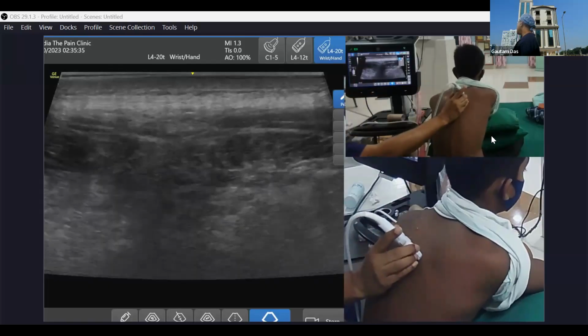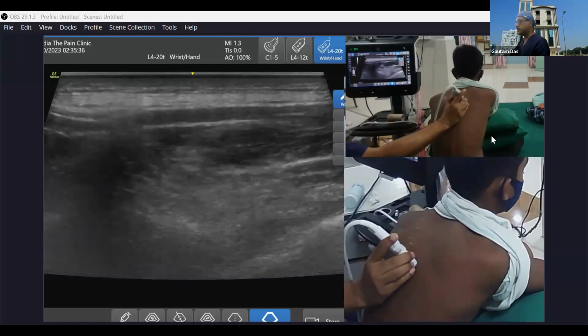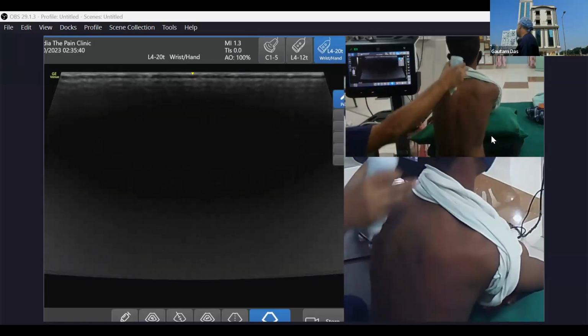Okay, now let me go to the middle part of this. So let me put some more gel there.